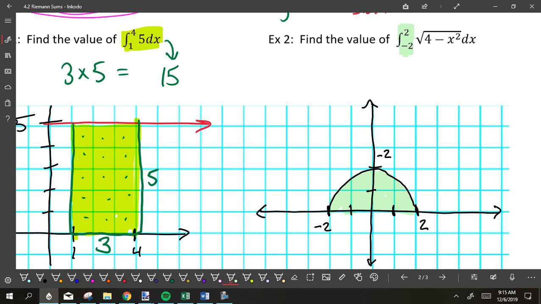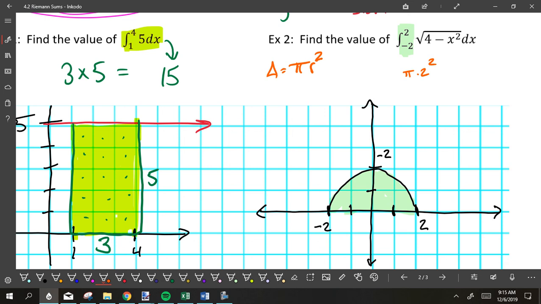Semicircle, correct. Area of a semicircle. Area of a circle is pi r squared. Hey, that is definitely a semicircle. Pi r squared. So what am I going to do here? It's pi times, what's my radius? 2 squared. What else do I need to do with that thing?